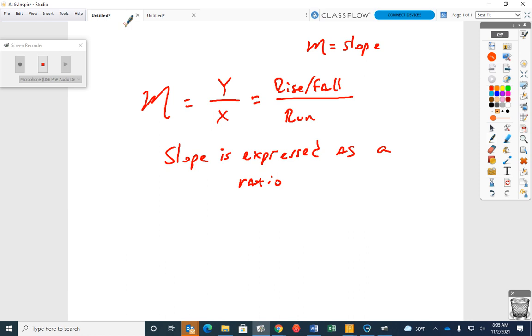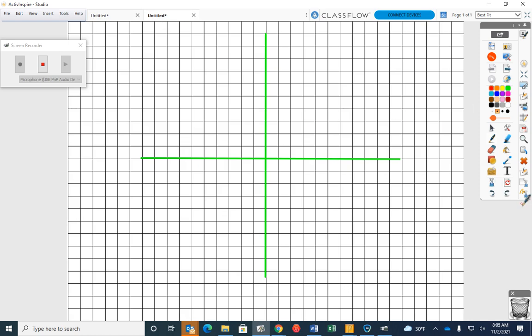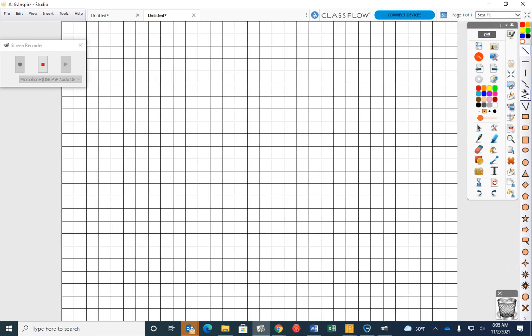Okay. Let's go back to our graph. And you know, I'm going to change something. I'm going to make these lines a little bit brighter. Could you guys see those green lines? That's better, right? Okay. All right.